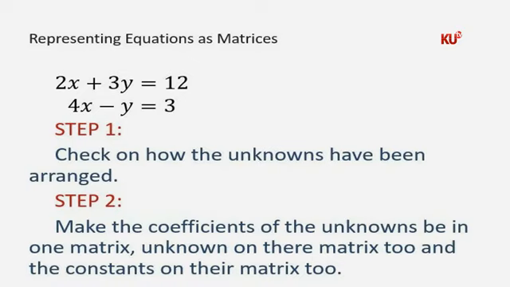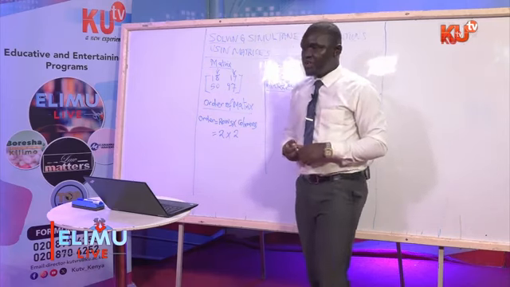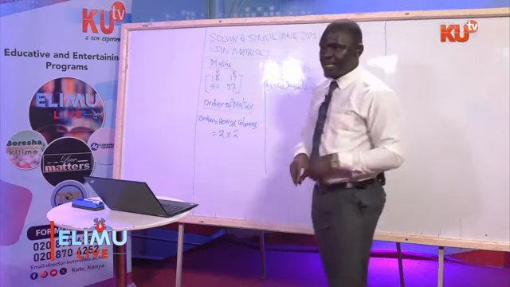Now, how can we change those equations into what we call matrix equations? How to represent linear equations in matrix equation? There are some steps we need to follow keenly. Step number 1, check on how the unknowns have been arranged.